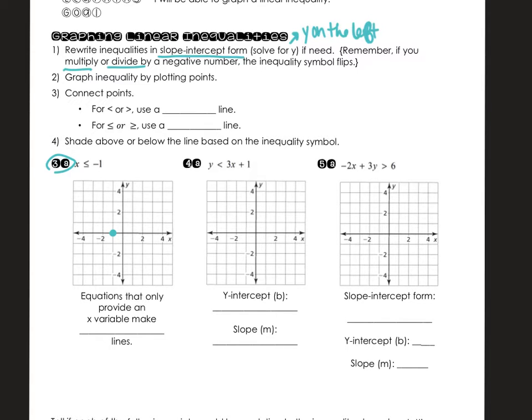So rewrite that. We got step 1 done. We don't need to do that. Plot points if we need. So in that case, you could plot a couple here. I could just know, okay, that's also an x value of negative 1. That also has an x value of negative 1. Now connect the points. So here's where we're at. For less than or greater than, you want to use a dashed line. And for less than or equal or greater than or equal, use a solid line. All right, so let's create that. So for this one, that's going to be a solid line.